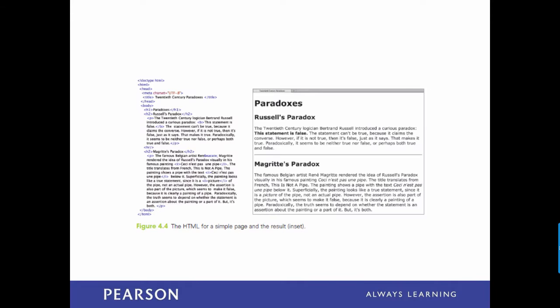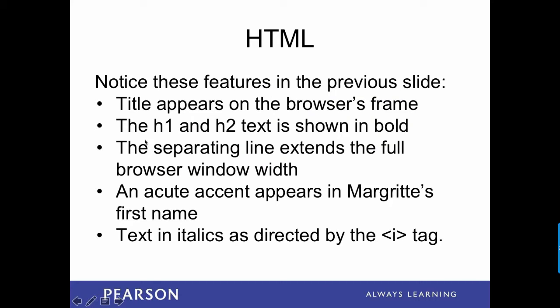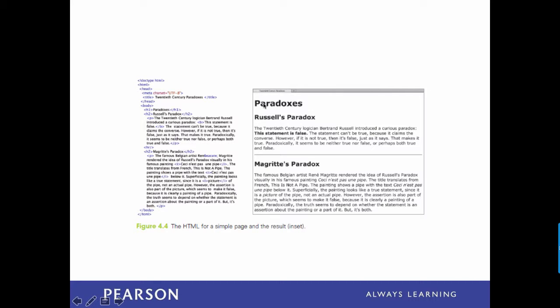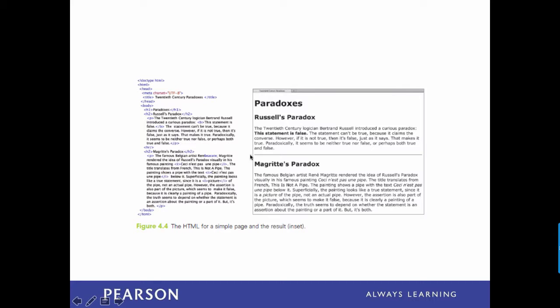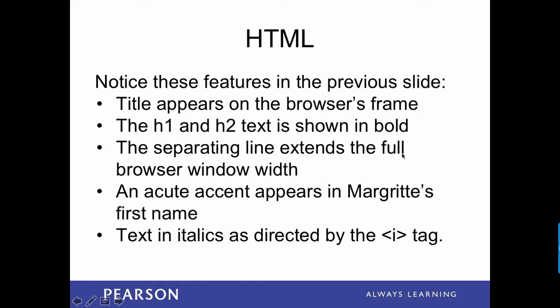Notice these features in the previous slide. The title appears on the browser's frame. Let me go back. There's the title here, and here's the title here. The H1 and H2 are shown in bold. Here is the H1, here is the H2. Paradoxes is H1, Russell's is H2, and you can go to the left to look at the markup. The separating line extends the full browser window width. This line right here, this horizontal rule, extends the full width of the browser.